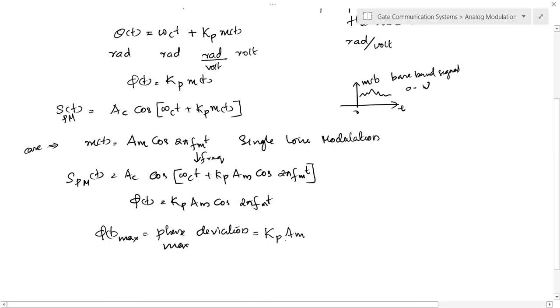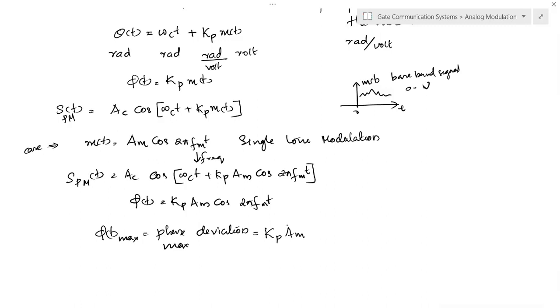So we can remember this particular formula. This is also very useful when you do the problems. So the maximum phase deviation for single tone modulation, we can write Kp into Am. Am is the amplitude of the modulating signal, and Kp is the phase sensitivity constant.